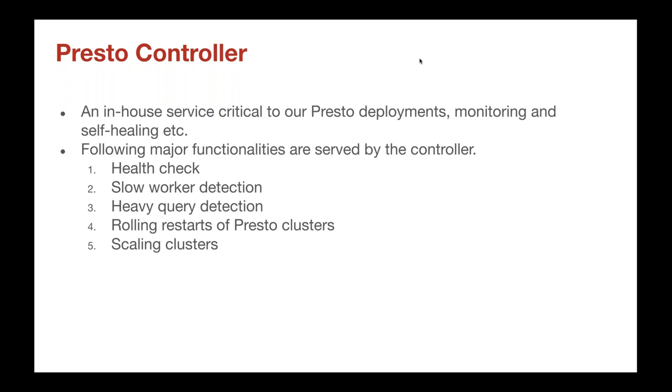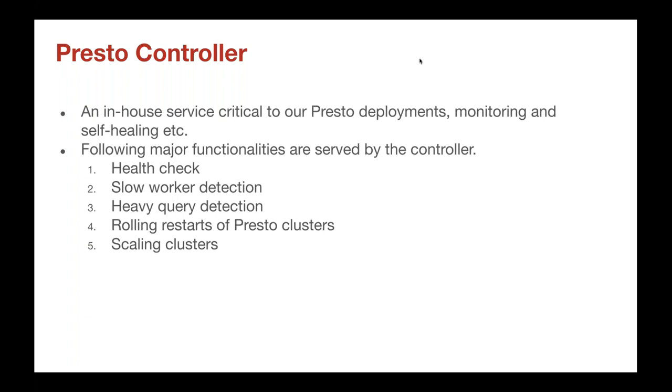We also do slow worker detection by checking the worker status, such as CPU usage, open file descriptors, and so on and so forth, to decide whether a worker is slow or not. We also check whether a worker has yielded too many internal errors, such as the worker not responding. We also do heavy query detection by CPU consumption. For example, we will queue some very CPU intensive queries or queries that scan too many file splits.